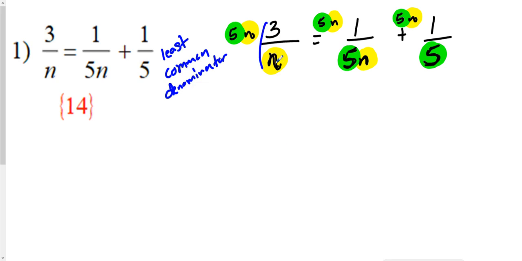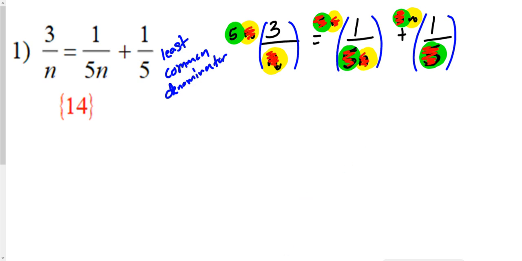In other words, if I multiply each one of these terms by a least common denominator of 5n, will it remove all of my denominators? Will it cancel out each one of the denominators? It could leave something left over, but will it cancel out the denominator? That's the goal. Well, 5 times n times 3, the n's would cancel out. 5n times 1 over 5n, the 5's would cancel out, and the n's will cancel out. And the 5n times 1 over 5, the 5's cancel out.